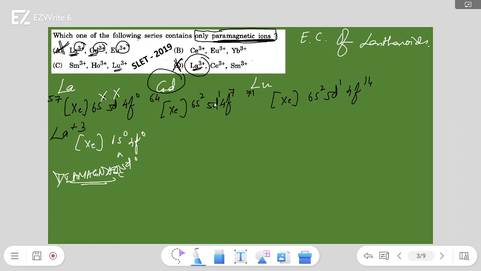Gadolinium 3+ has 7 f electrons, so friends, it is thoroughly paramagnetic with 7 unpaired electrons. So option A, where we can find gadolinium and were doubting it to be diamagnetic, is paramagnetic. But as lanthanum is diamagnetic, option A and option D will not play a major role.